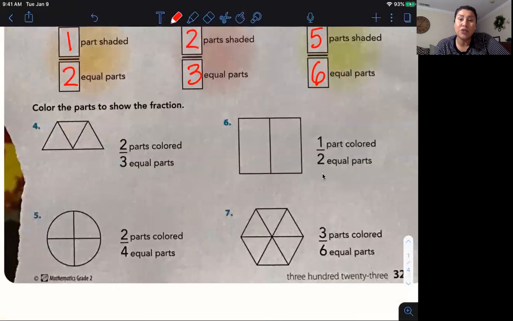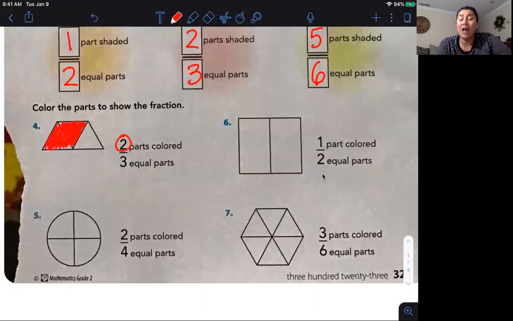Color the parts to show the fraction. Now we get to do the coloring part. It's telling us how many we should color and how many there are. It's giving us that information, and now we get to do the other part of coloring it. So basically the opposite. So 2 parts are colored out of the 3. I know yours are going to look much nicer than mine. There we go, 2/3.